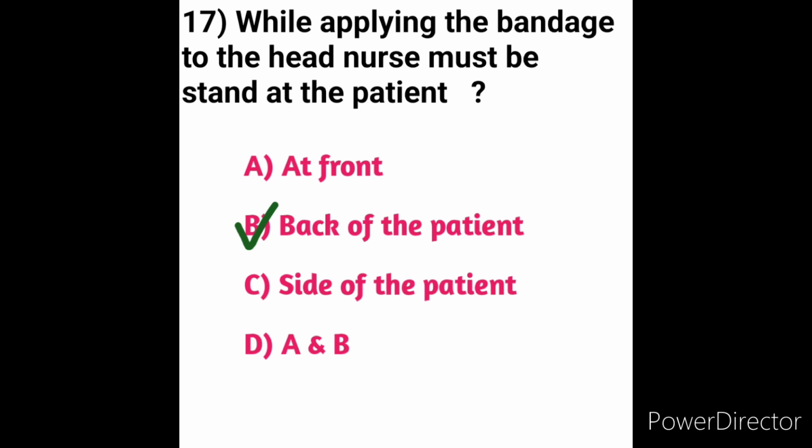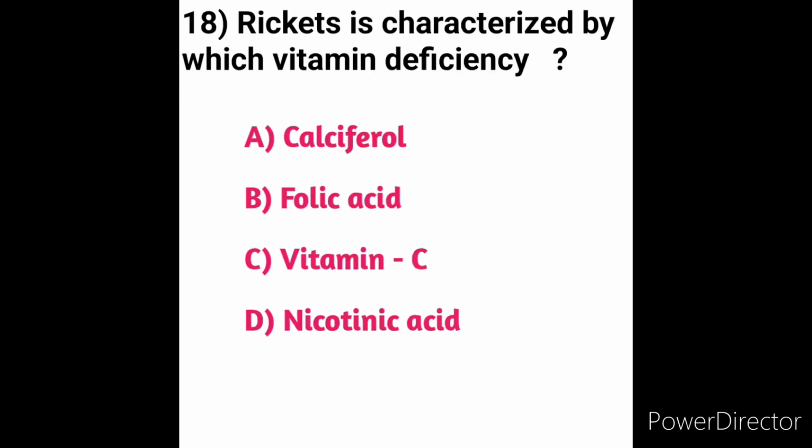Next we will move on to question number 18. Rickets is characterized by the deficiency of which vitamin? Options: option A, calciferol; option B, folic acid; option C, vitamin C; option D, nicotinic acid.